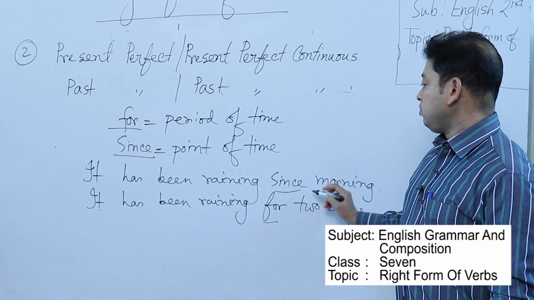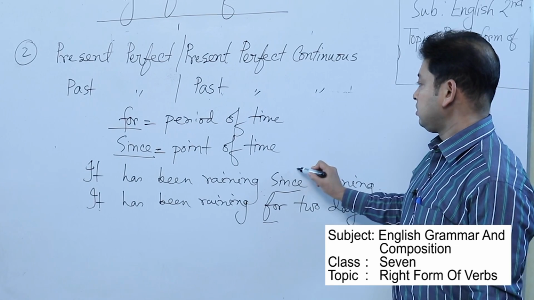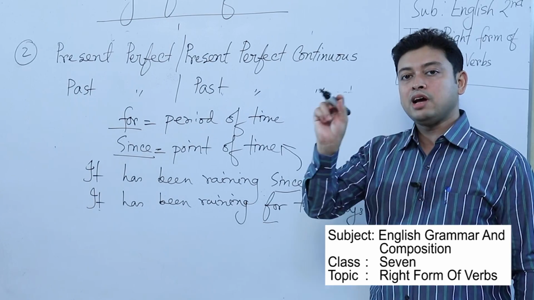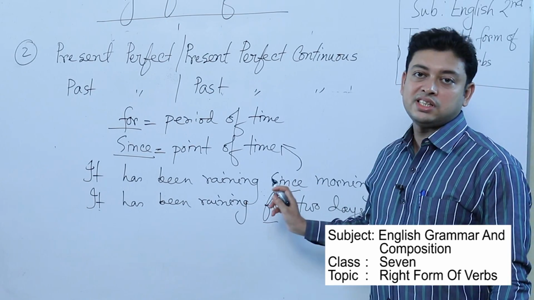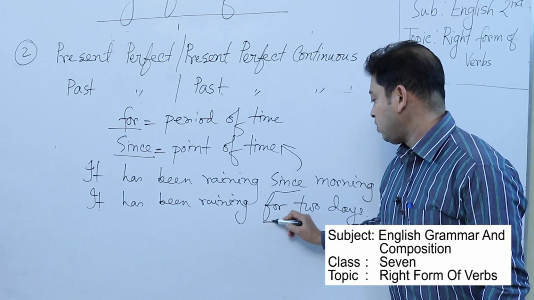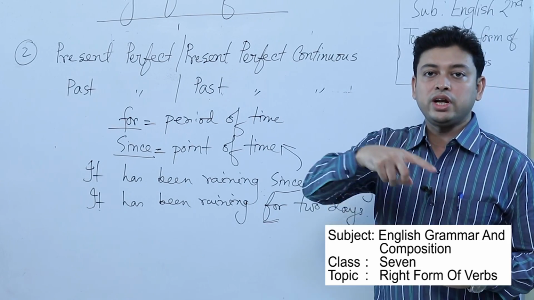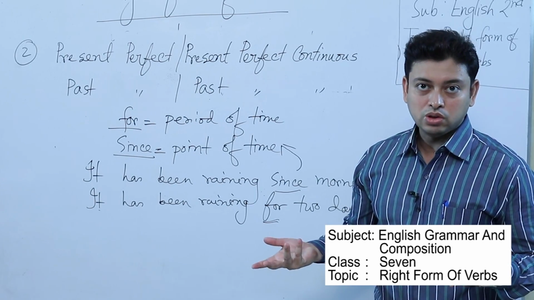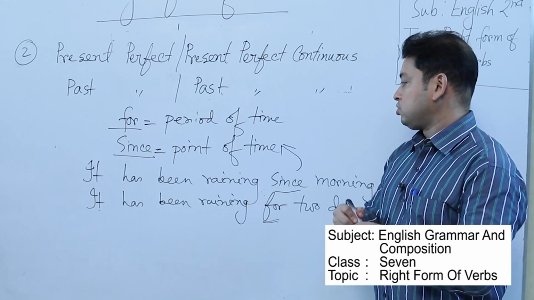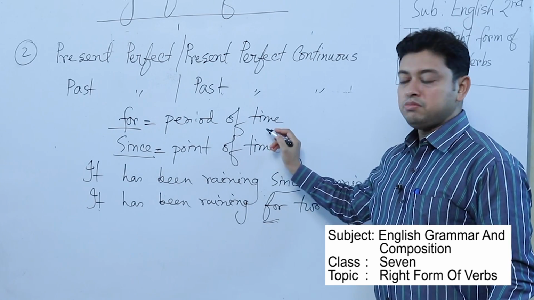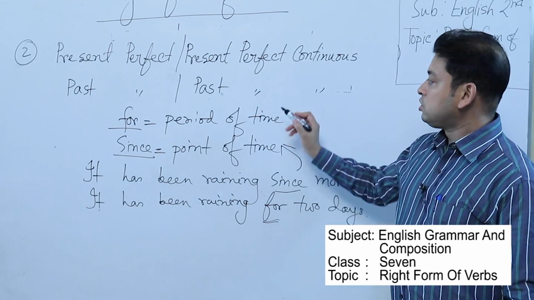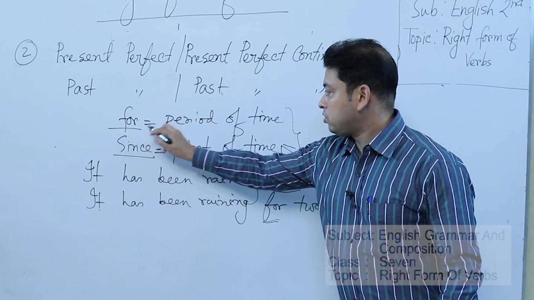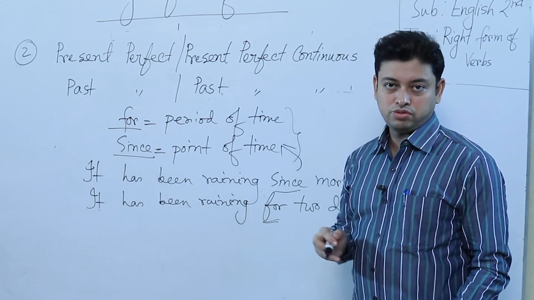Here we are very specific about this time, since point of time, that means the time is fixed, from morning the rain has started. And here for 2 days, we do not know from when, or whether it is from Friday or from Saturday or from Sunday, we do not know. So, time is not specific here. So, for period of time and since for point of time. So, these two things you should have in your brain, for period of time and since for point of time.